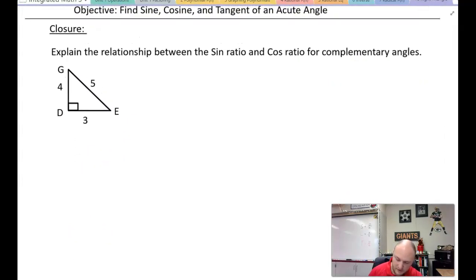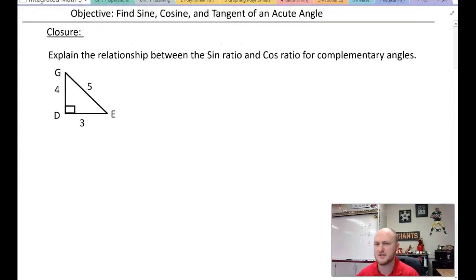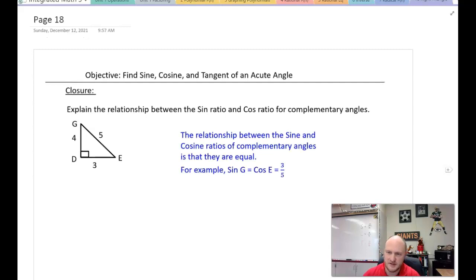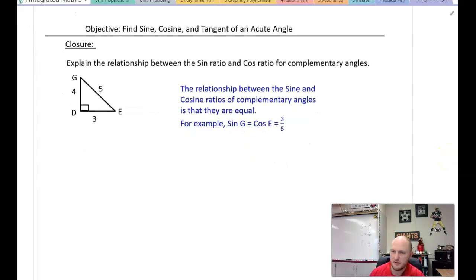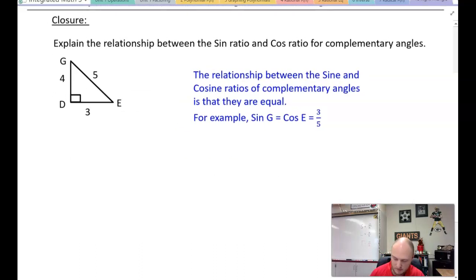In closure, something that you should have picked up on is the relationship between the sine and the cosine ratio for complementary angles. Go ahead and explain what the relationship between those are. All right, and then here is the solution. The relationship between the sine and the cosine ratios of complementary angles is that they are equal. The sine of G is the same thing as cosine of E here in this example.